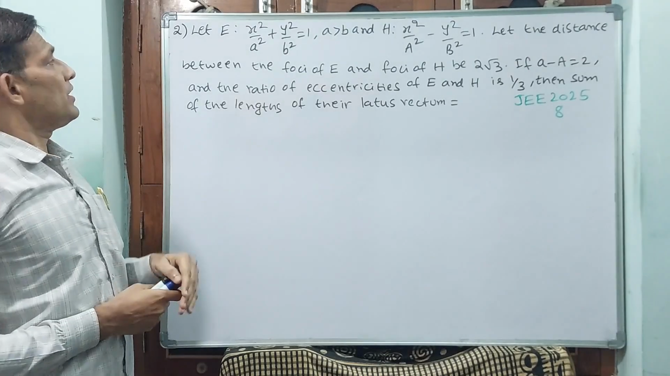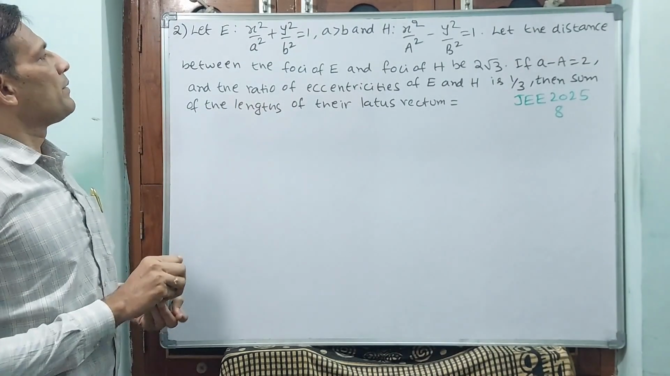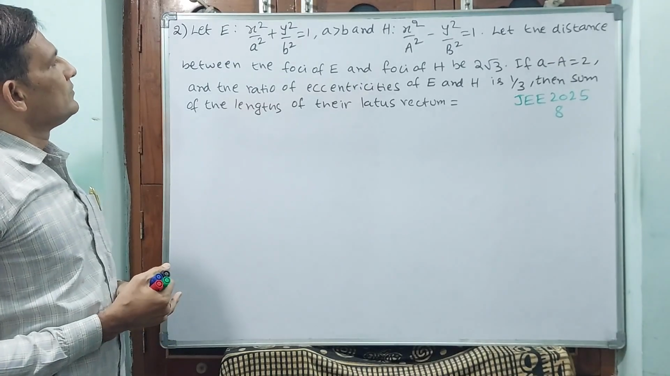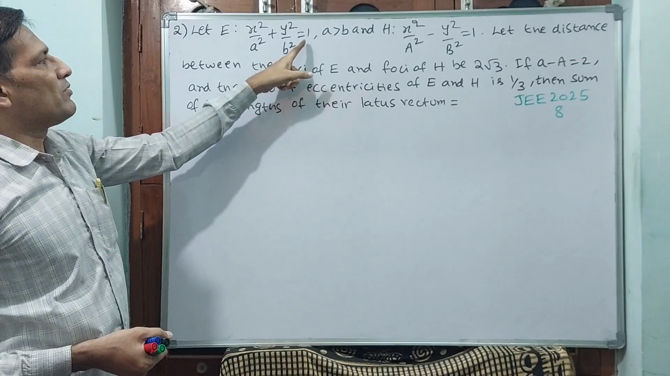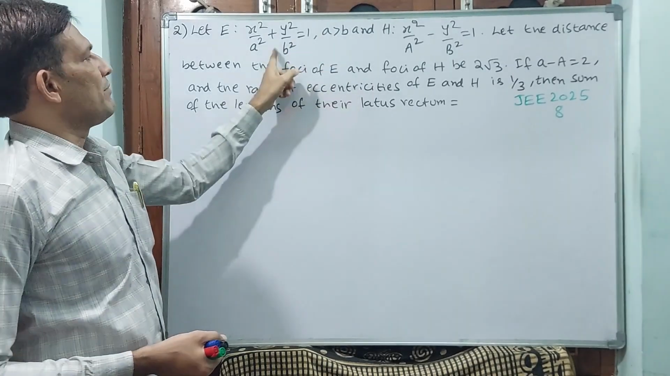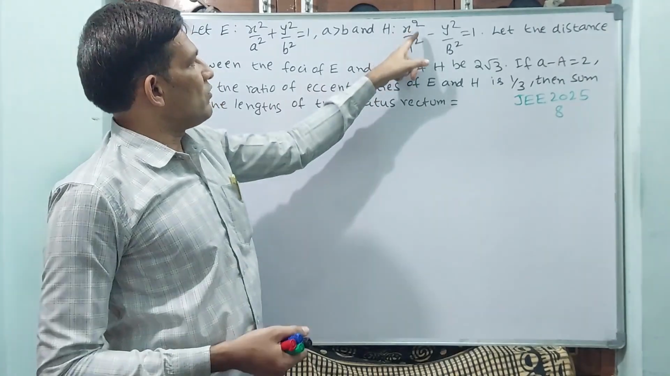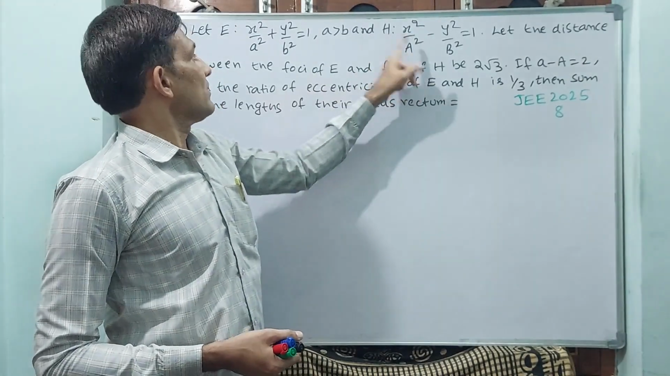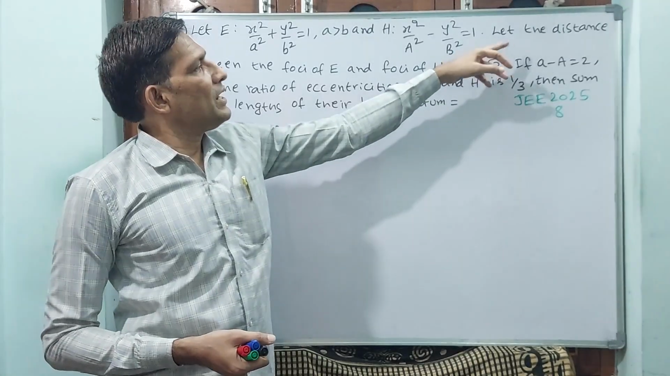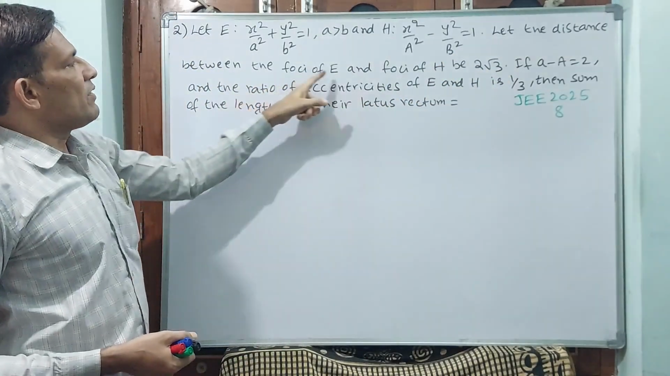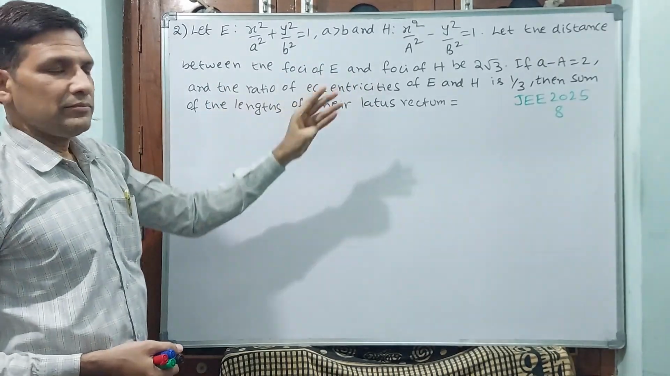Okay, see question number 2. Good question. Why? Because an ellipse and a hyperbola both have been given. Ellipse equation: x square by a square plus y square by b square is equal to 1, where a is greater than b. Hyperbola equation: x square by capital A square minus y square by capital B square is equal to 1. Let the distance between the foci of E and the foci of H both be 2 root 3.